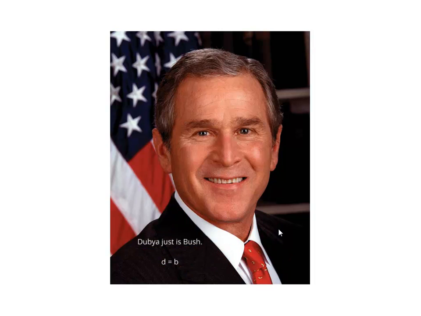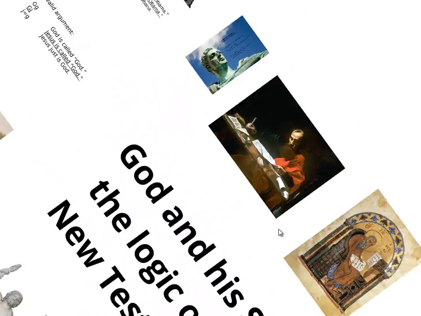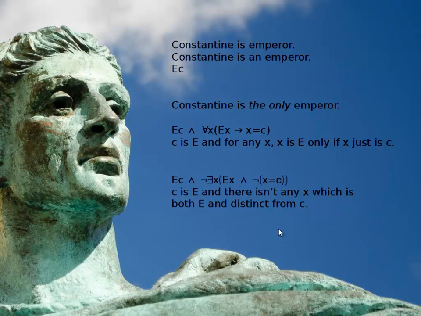Let's look at another famous leader who inspires extreme love or hate reactions. This is the 4th century emperor Constantine. We've already seen how to say Constantine is an emperor in logic. It's just this very simple sentence, EC. C, the name for Constantine, E, the predicate for being an emperor. The "is" is represented just by our putting them together.